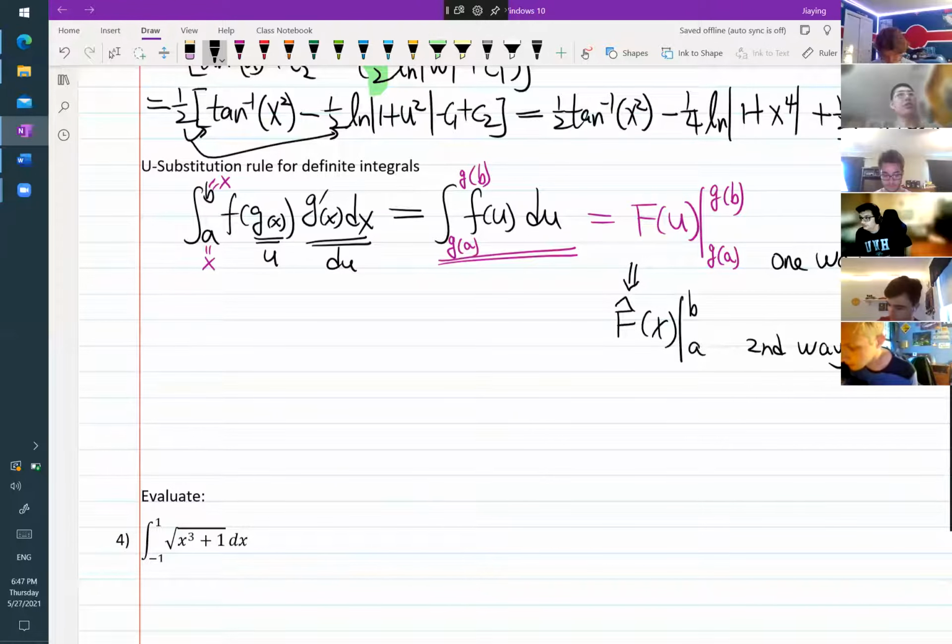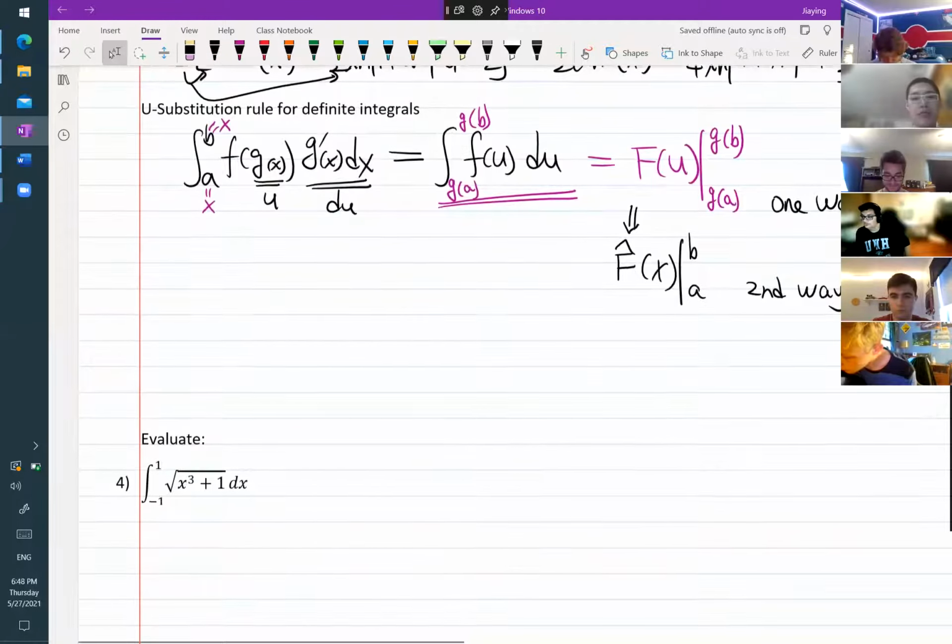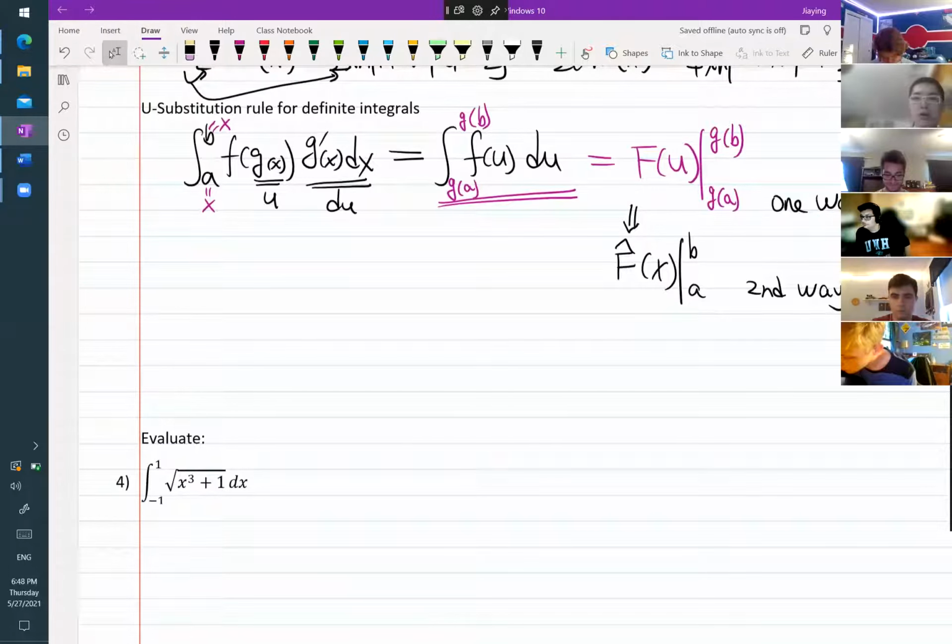Most of the work is still the same. It just depends on when you want to plug in the values and which values you're going to plug in. So either you work with a function of u and plug in the new boundaries, or you work with a function of x and plug in the same boundaries that were given. It's completely up to you, but I'm going to show you how to do that using examples.